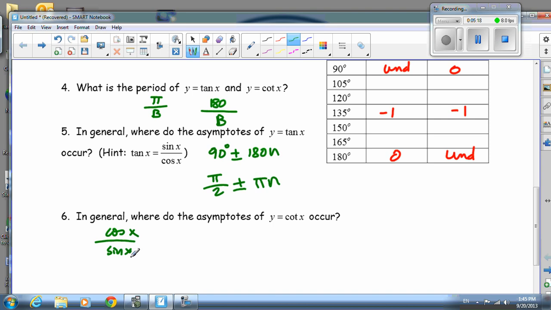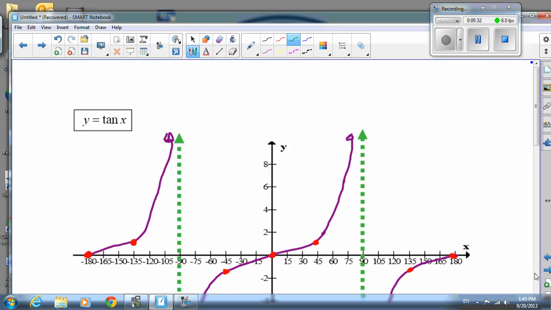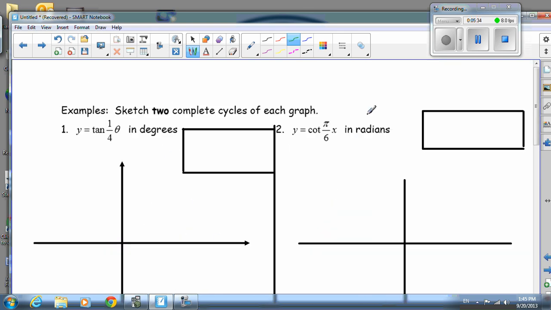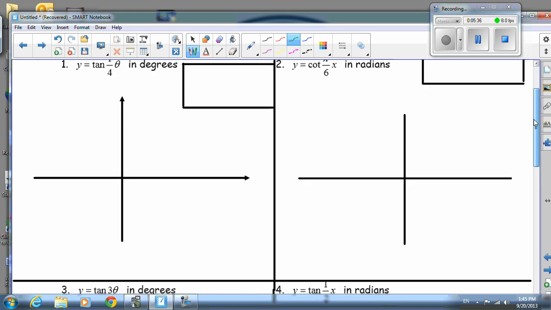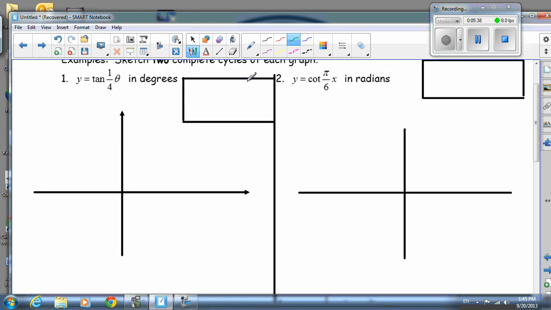So what makes the sine equal to 0 is 0. So you will have 0 plus or minus 180n, or 0 plus or minus pi n if it's in radians. Let's go ahead and graph our own tangent function now. I will start with number 1 that says tangent of 1/4 of theta in degrees.